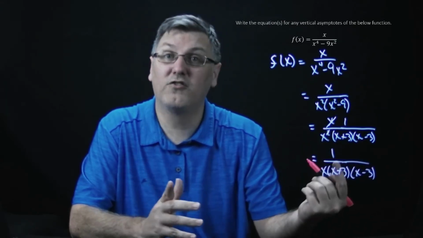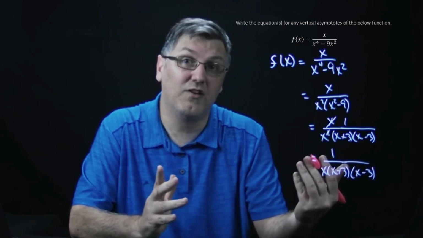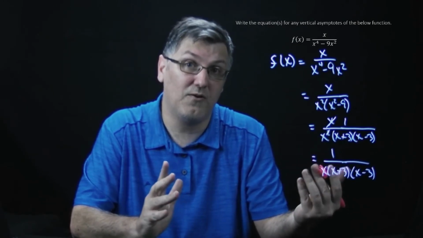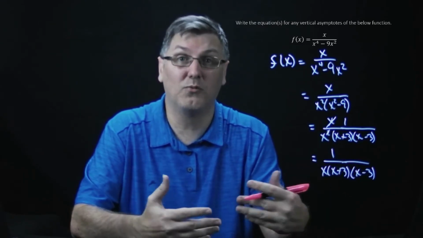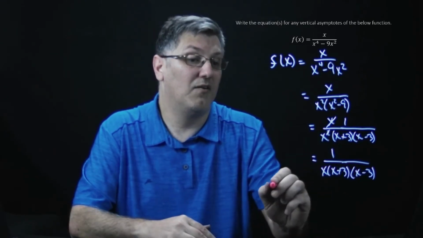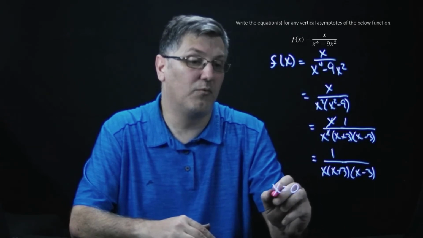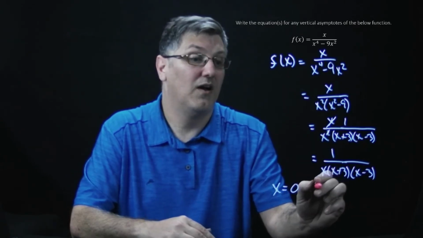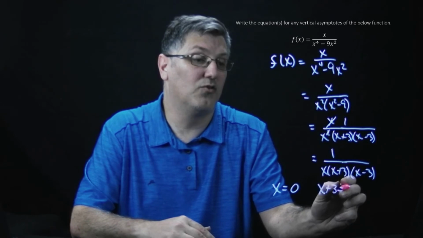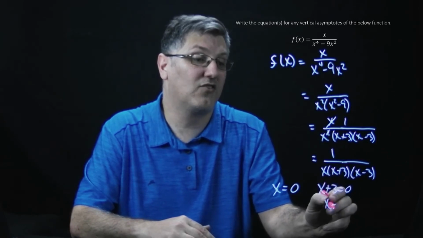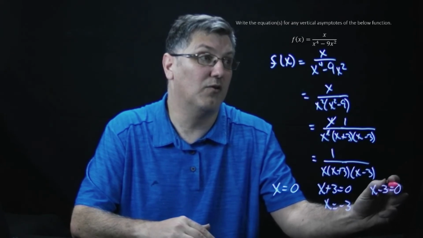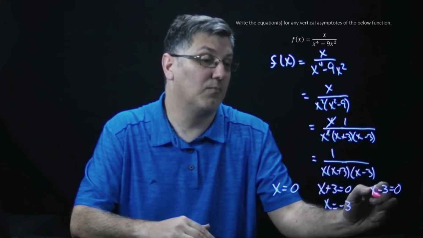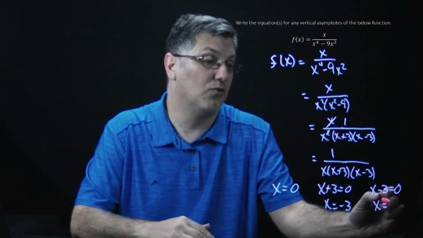To find my vertical asymptotes, all I'm going to do is set everything that's left after I simplified it down equal to 0, and you have your equations for your vertical asymptotes. It's that simple. So I have x equals 0, no algebra required. There's my first equation. I have x plus 3 equals 0. Well, if I subtract 3, I now have x equals negative 3. And I have x minus 3 equals 0. And if I just simply add 3, I have x equals 3.